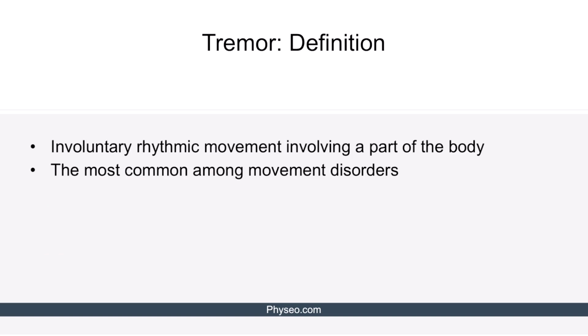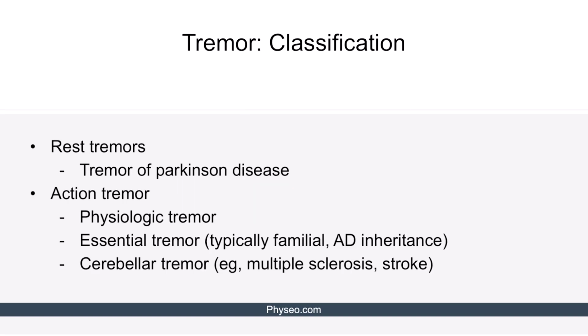Tremor is defined as involuntary rhythmic movement involving a part of the body. It is the most common among movement disorders. Tremors can be classified as rest tremors and action tremors. Rest tremors happen when the body part is relaxed. An example of these is the tremor of Parkinson's disease.